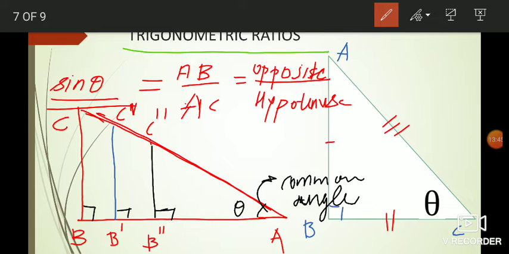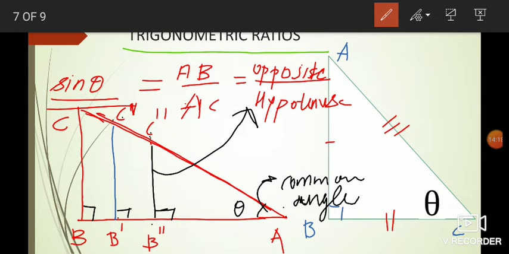So what the early mathematicians observed was that the ratio opposite upon hypotenuse is always the same. This theta and this C double dash B double dash divided by C double dash A is always the same. In the same way, C dash B dash upon C dash A is always the same. This ratio is always the same.